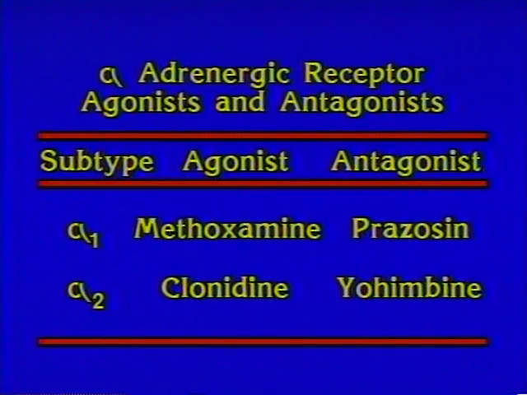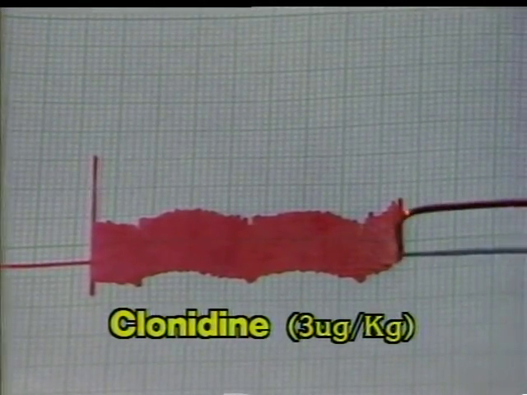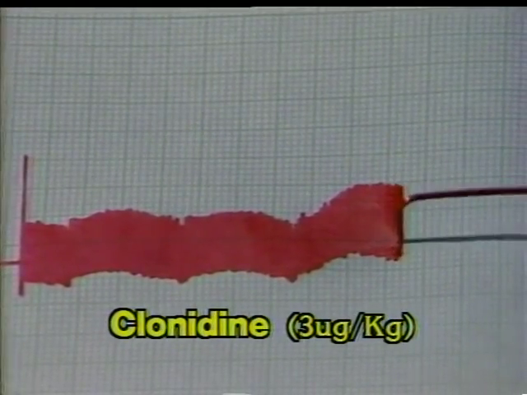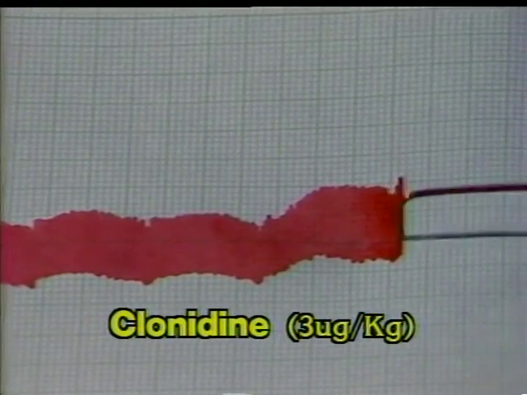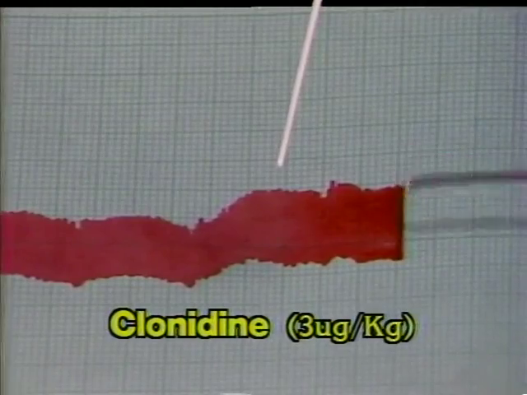In the table, clonidine was listed as an alpha-2 receptor agonist and yohimbine as the antagonist. Since alpha-2 receptors mediate vasoconstriction, as well as having a presynaptic effect in decreasing neurotransmitter release, the immediate effect of clonidine would be an increase in blood pressure. As expected, when clonidine, 3 micrograms per kilogram, was infused into the dog, an increase in blood pressure was obtained due to vasoconstriction mediated through activation of alpha-2 receptors.